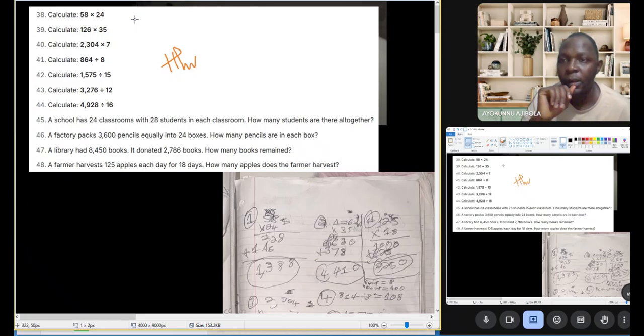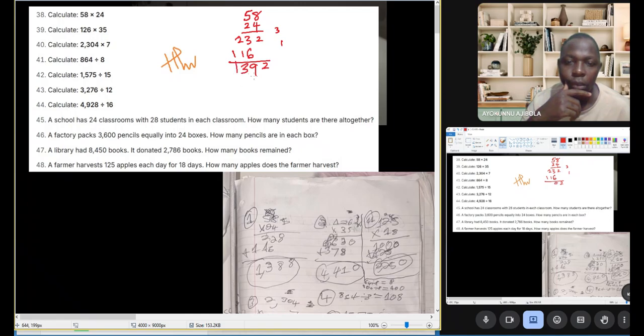Yes. Okay, so this is 58 times 24. Let's see. 58 and 24. What is 4 times 8? 4 times 5 is 20. Then what is 2 times 8? 2 times 5 is 10. Did you get 1392 or 1388?